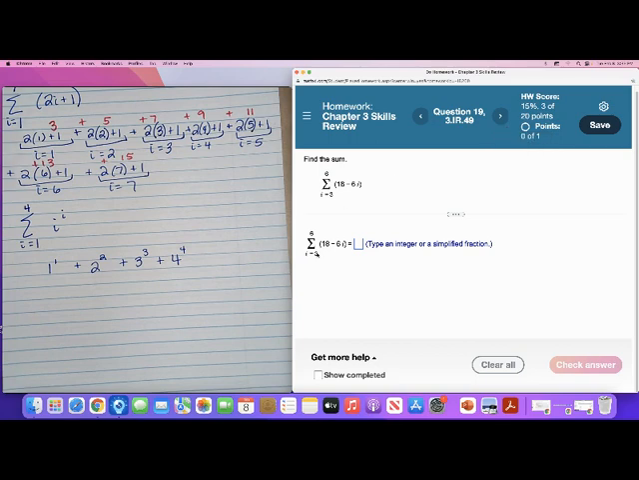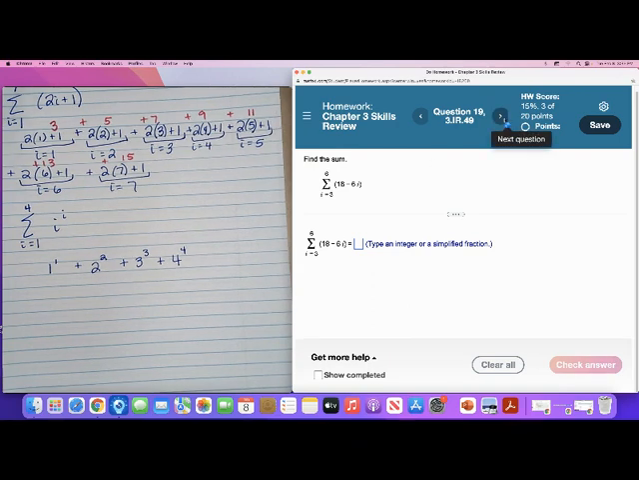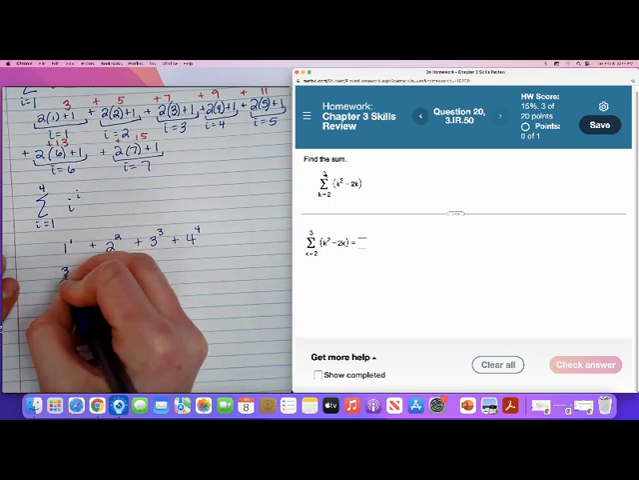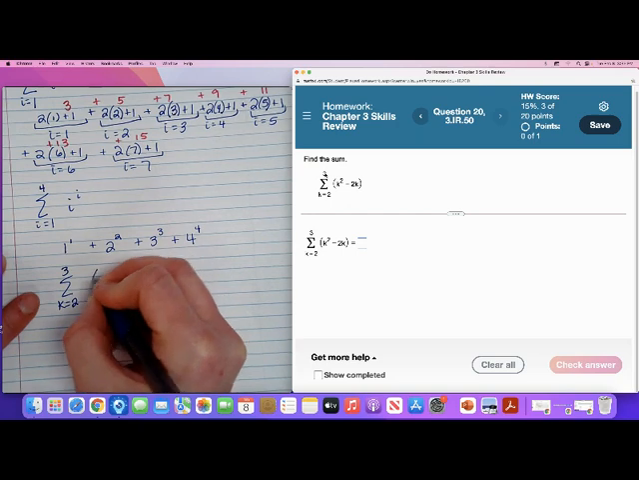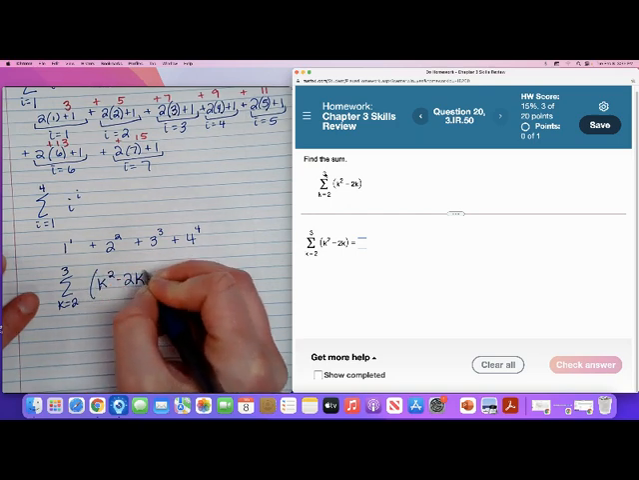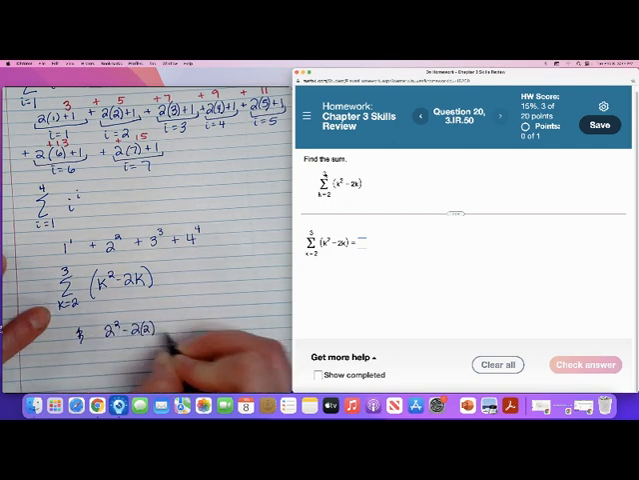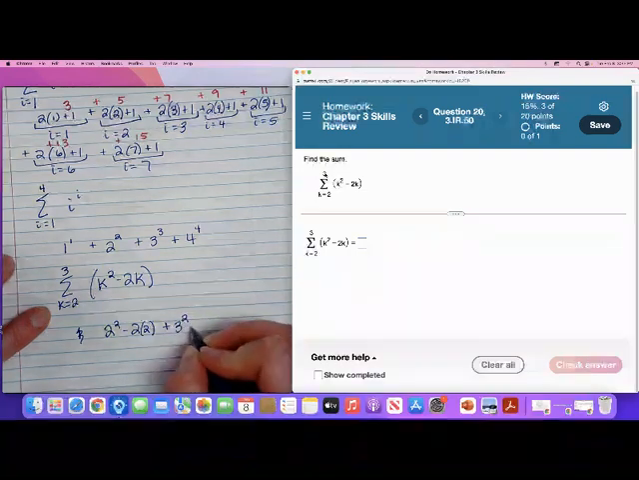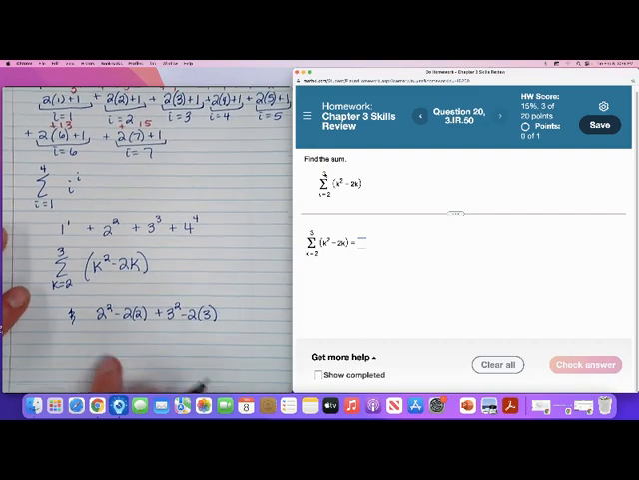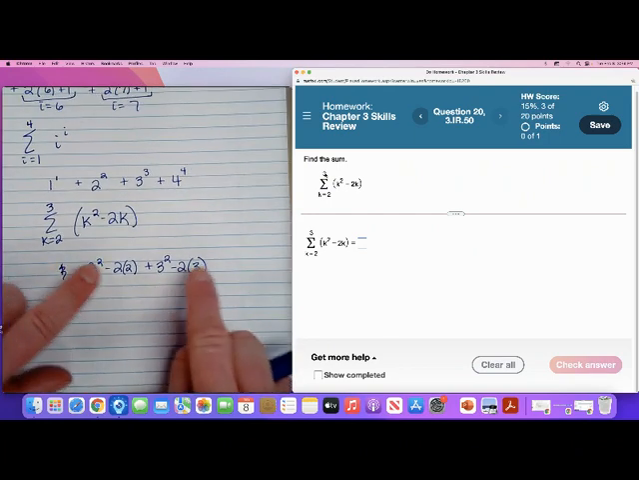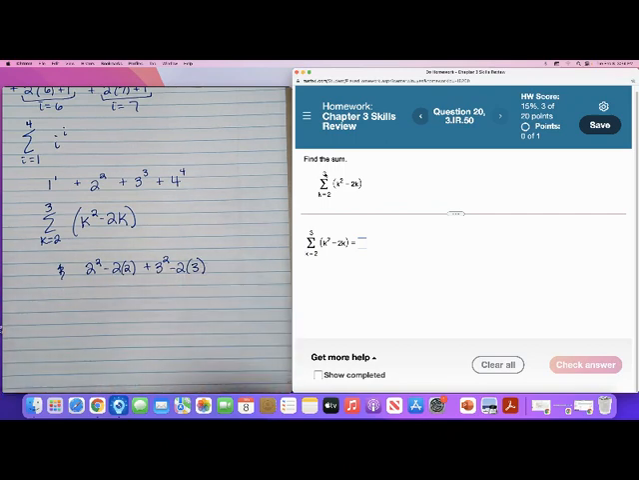All right, next one you're going to do the same thing, but this time you're going to start with 3. So you're going to plug in a 3 here, then a 4, then a 5, then a 6, and then do the summation of that. Same thing here, but we only have 2 up to 3. So it's going to be 2 squared minus 2 times 2 plus 3 squared minus 2 times 3. And so you have to do order of operations: exponents, multiply, subtract, add, subtract.